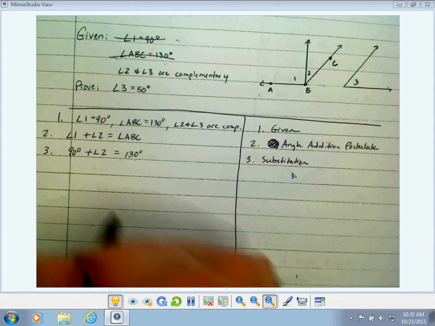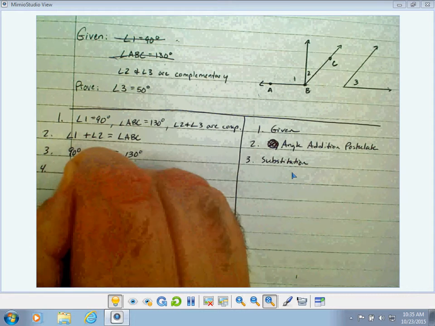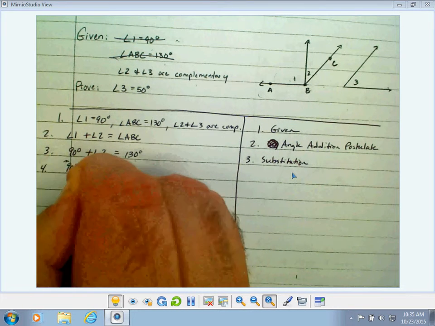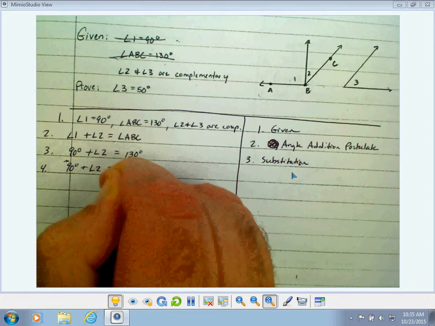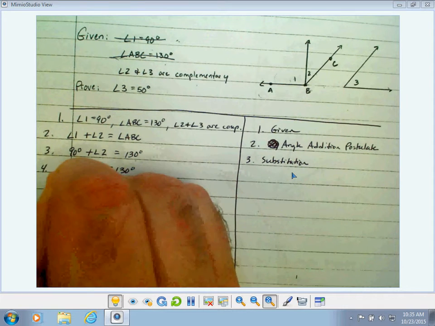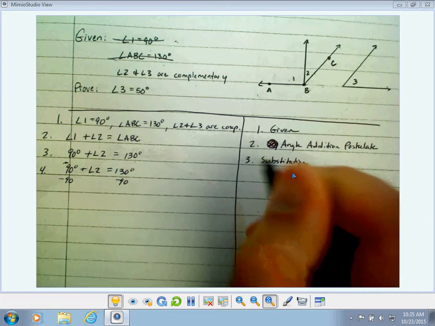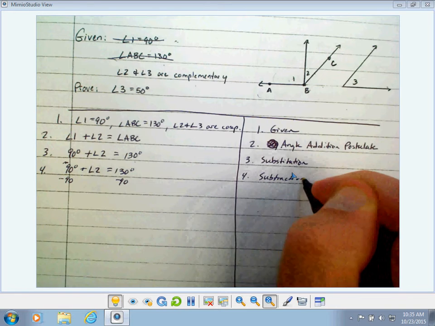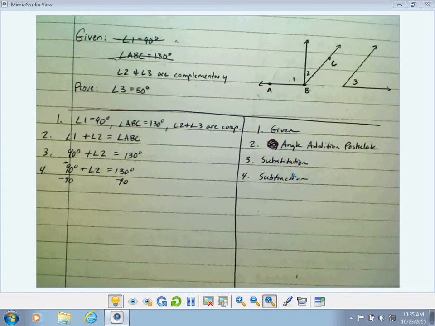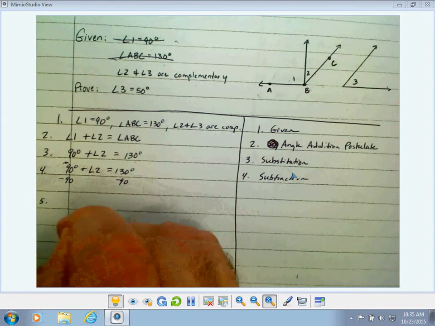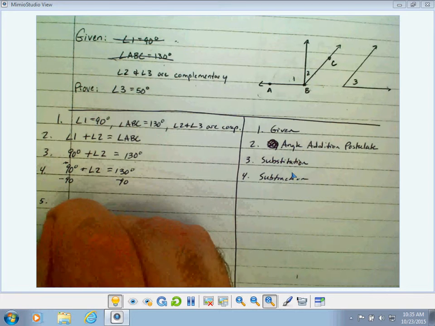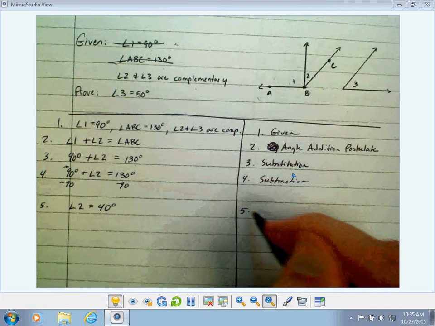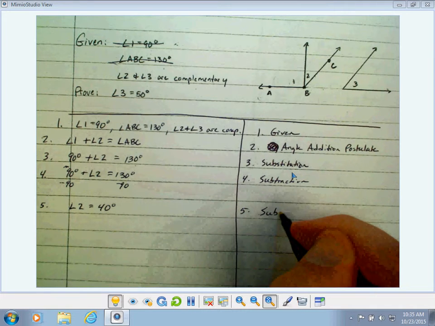I have to show how I do it. So this is plus 90. I'm going to take this 90 away. So I'm going to write the whole thing over again, but I'm going to show that I'm subtracting 90 from both sides. This is subtraction. So then number 5 would be that after I clean that up, I get angle 2 equals 40 degrees. And since that was just a cleanup step, that's substitution.